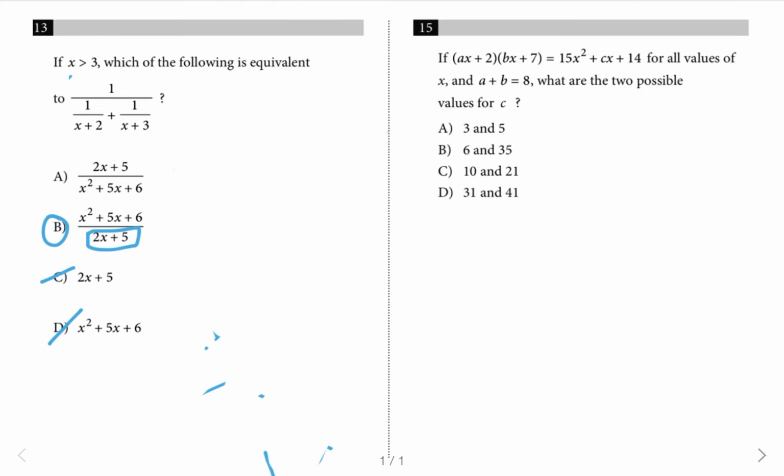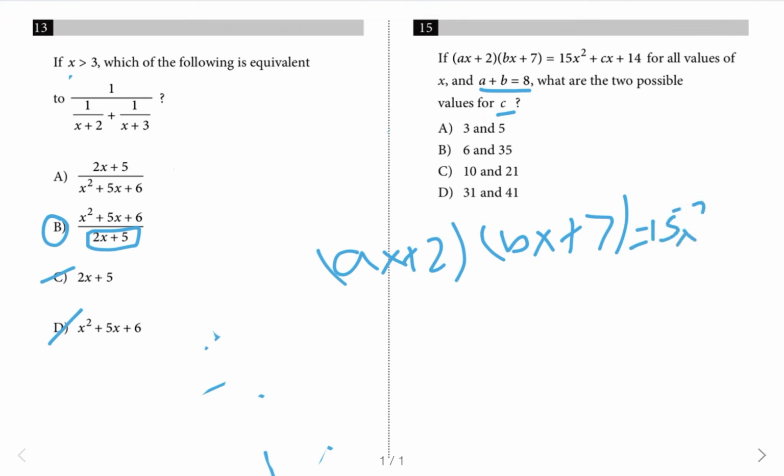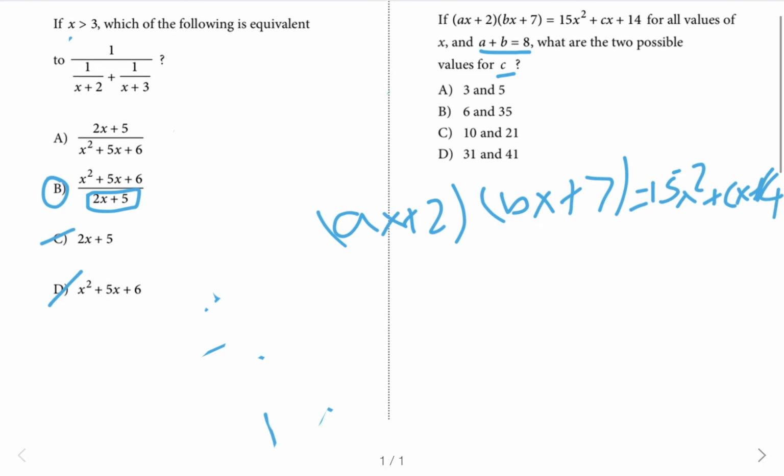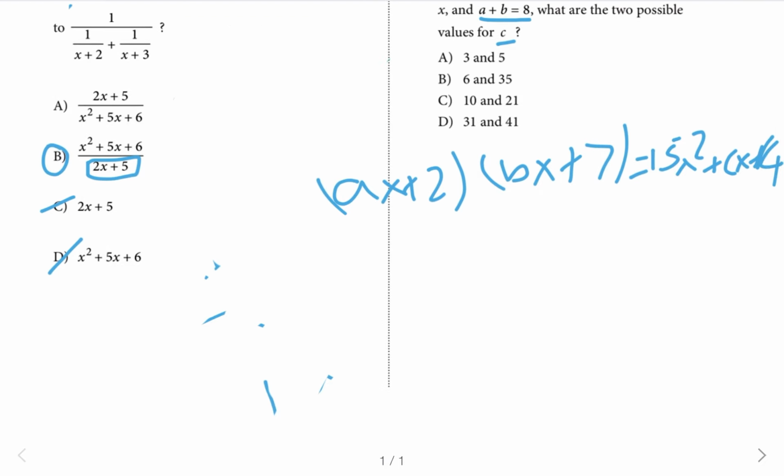Question 15 is asking, if ax plus 2 times bx plus 7 is equal to 15x squared plus cx plus 14 for all the values of x, and a plus b is equal to 8, what are the two possible values for c? So we get ax plus 2 times bx plus 7 is equal to 15x squared plus cx plus 14. Sorry for the sloppy handwriting. Now we're going to resolve this.